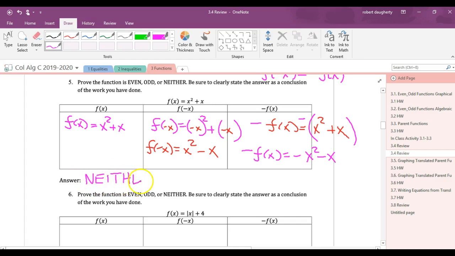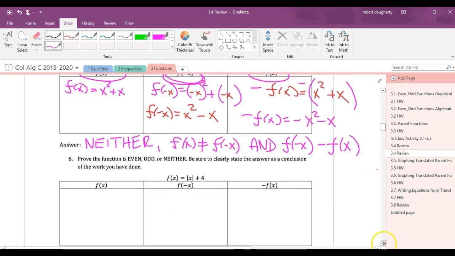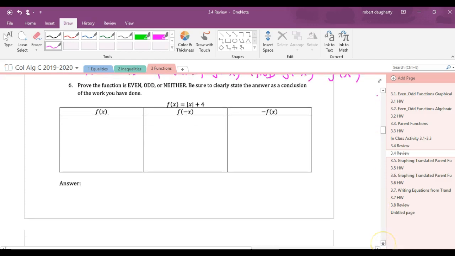What is my reason? It is neither because I have found that f of x does not equal f of minus x, and I found that f of minus x does not equal minus f of x. Okay, so you don't have to memorize all of that stuff. You know if the first two columns match, it's even. Second two columns match, it's odd. None of them match. You have a situation where it's neither even nor odd.